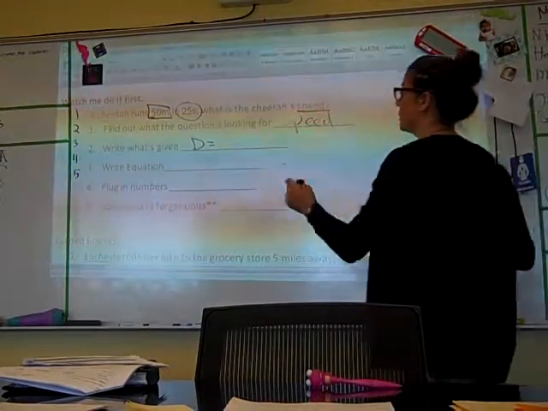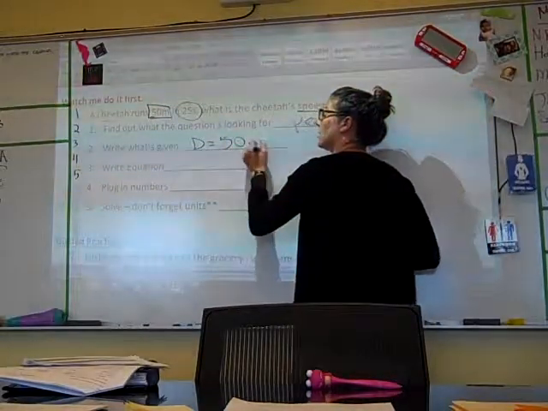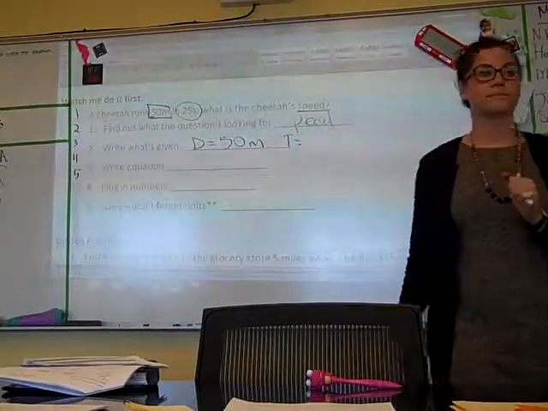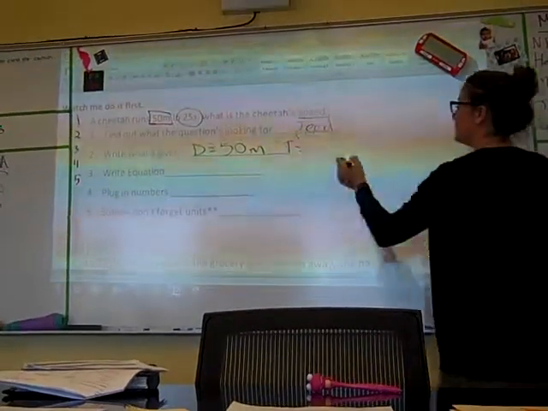Elena. 50 meters. Good. Very important that you use a unit. And what's the time? Velma? 25 seconds. Yep.